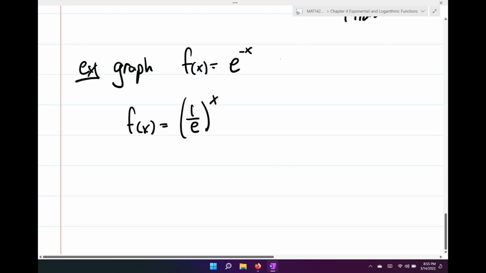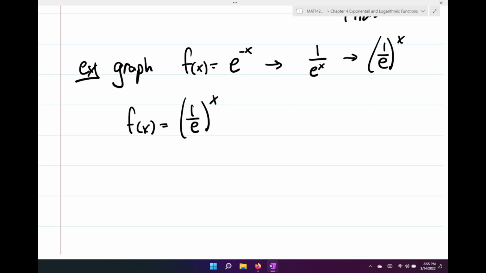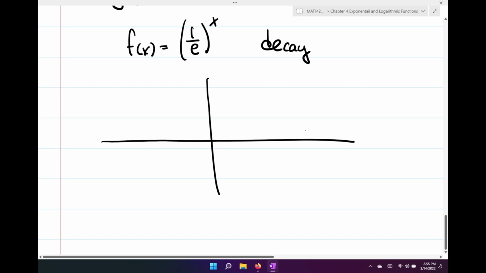In other words, I applied my negative exponent rule, and I'm just rewriting this as 1 over e to the x, because 1 to the x is always going to be 1. It's the e to the x that we really have to be concerned with. Since this is 1 over e to the x, we're going to have exponential decay. So once again, it's just going to come down this way and creep along the y equals 0 asymptote. And this is going to be the point (0, 1) again. Like I said, this is going to be exponential decay.